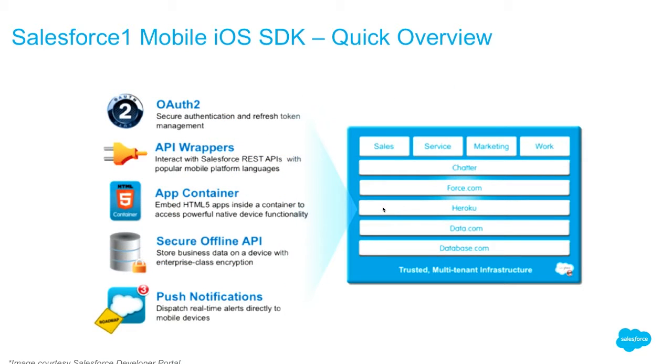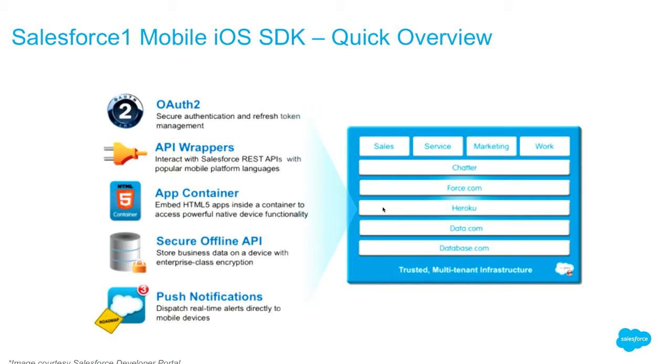Some of the features that the SDK provides: it has a built-in OAuth 2 capability, so you don't need to worry about the authentication piece of it. It uses an access token and a refresh token. So once the user is logged in, as long as he has a valid refresh token, that session lasts forever. It has API wrappers, so you can fire your SOQL queries directly from the app using an SFRestAPI class. For hybrid apps, it has an app container, which basically provides the container that a hybrid app needs to run on a device. Most importantly, it has something called a secure offline API.